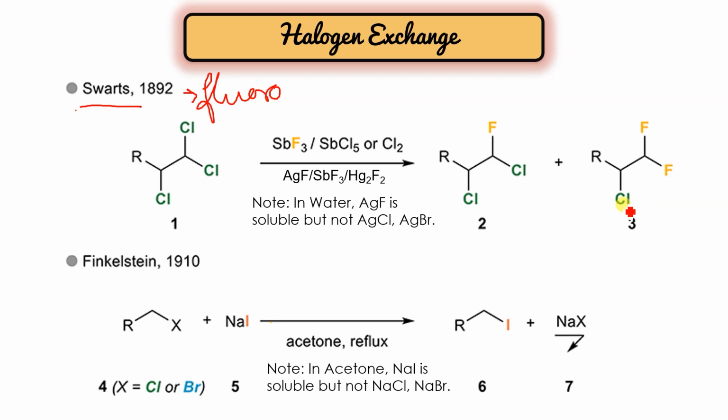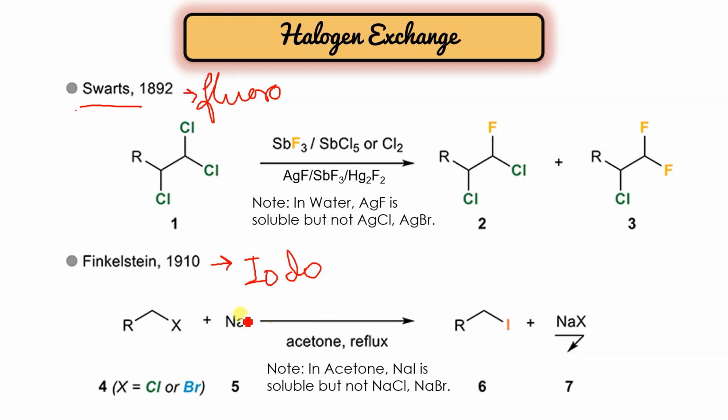The Finkelstein reaction is used to prepare the iodo compound. In this, we use RX plus NaI in the presence of acetone and reflux. Reflux means that acetone is first vaporized, then condensed and stored, and then it is used again. So that is called reflux.